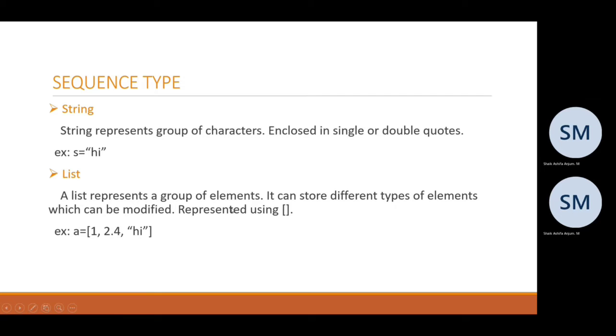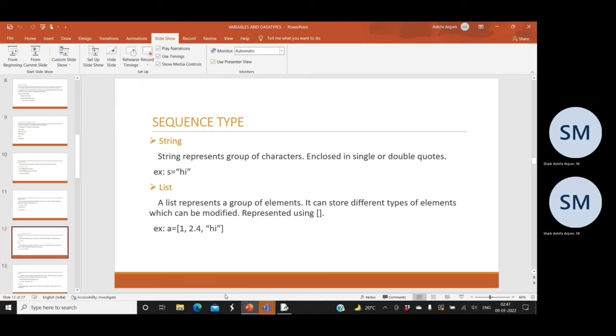We can give a group of elements, and these elements can be of various data types. Here one is integer type, this is floating type, and this is a string. All this combined together we can give within a list. This list can be accessed through indexing and through slicing. Now we will see a few examples related to this list in the IDLE.